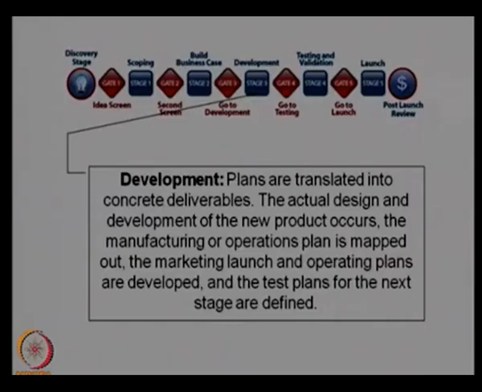The actual design and development of the new product occurs, the manufacturing or operations plan is mapped out, the marketing, launch and operating plans are developed, and the test plans for the next stage are defined. So all these are done in stage 3, which is the development stage. So once it passes gate 3, then the complete design and development takes place. All the technical people will be involved in this particular aspect, and they design the product, develop the product, plan for testing and verification, and it goes through the testing stage, which is gate 4.